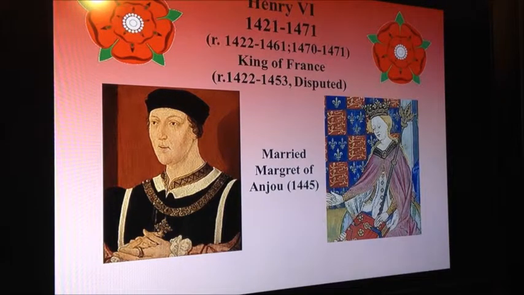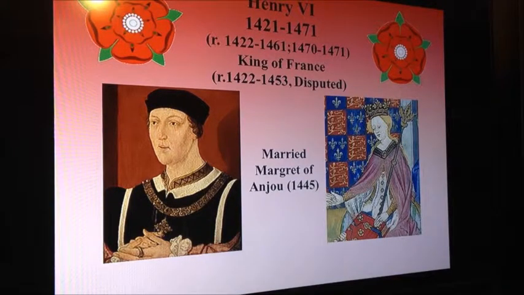In 1445, he marries Margaret of Anjou, who is a French noble's daughter, and he gives up territory in France in order to do so. He gives English territory in France to her father as part of the marriage agreement. Now, Margaret of Anjou is a very strong woman and politically wants a lot.